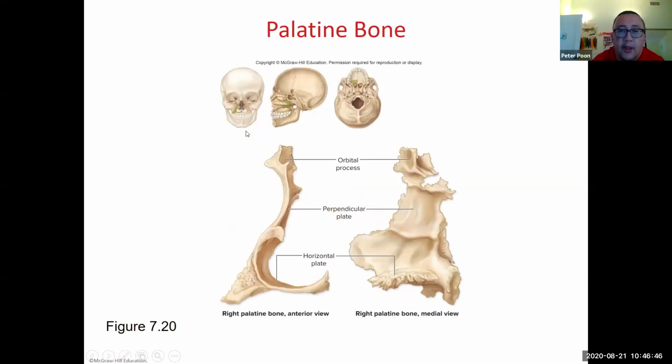This one is called the palatine. The easiest way to see the palatine is up through the roof of the mouth. It forms something called the hard palate. And then you have this plate called the perpendicular plate that sticks straight up and forms part of the nasal cavity.